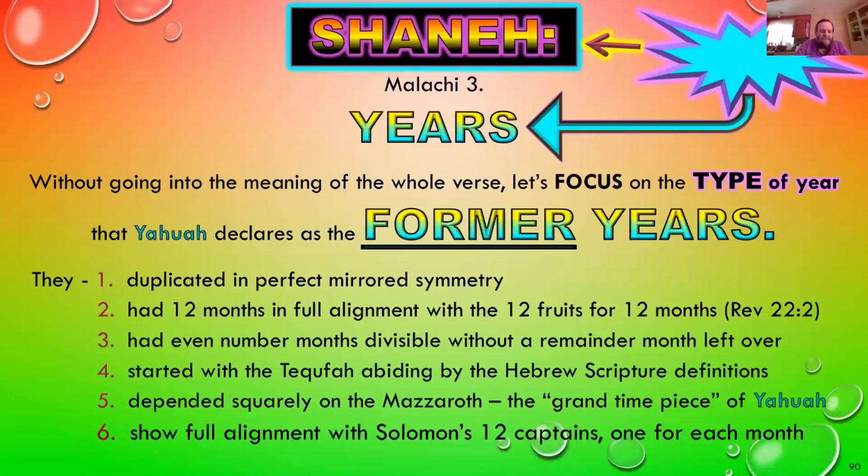The former years started with the Tequfah abiding by the Hebrew scripture definitions. They did not deviate with alternative books with different descriptions other than what is in Yahuwah's preserved word. The former years, the Shaneh years, depended squarely on the Mazzaroth, which is the grand timepiece of Yahuwah. The former years show full alignment with Solomon's 12 captains, one for each month. Solomon never had a 13th captain. Yahuwah chose Solomon to guide Yisrael. Solomon, being the most intelligent man on this earth, knew very well that a 13th month did not exist, nor did the lunar calendar. Hence, Solomon never chose a 13th captain. It was not needed.